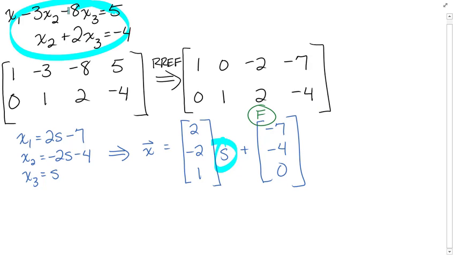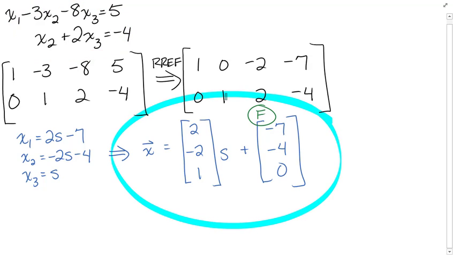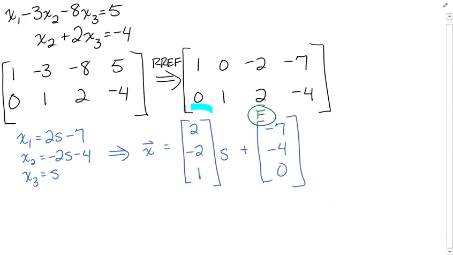All right. So maybe the big takeaway here is, like we said, the system has that formula for its infinite number of solutions, but this little piece right here is actually the solution to what the homogeneous system would be.